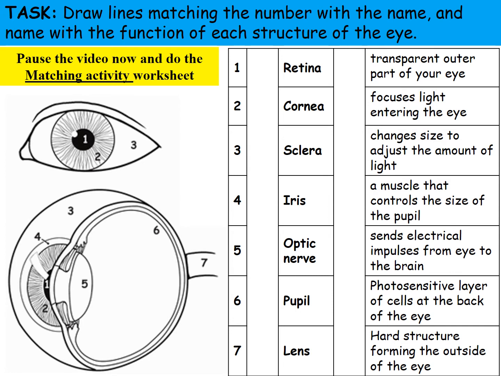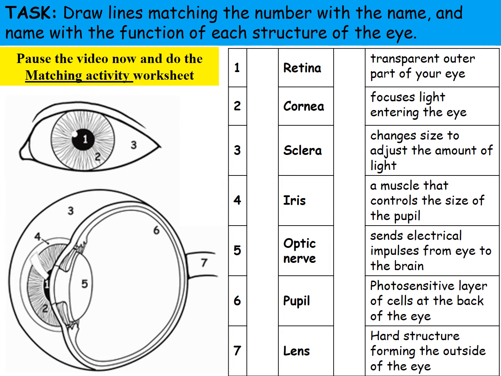So pause the video, jump on to Show My Homework, download that worksheet, and have a go at this matching activity. Then, once you've had a go, or if you get stuck and can't do any more, unpause this video and then have a look at the answers. So, pause the video now, have a go, and then I'll talk to you in a second or a few minutes when you've done the activity.